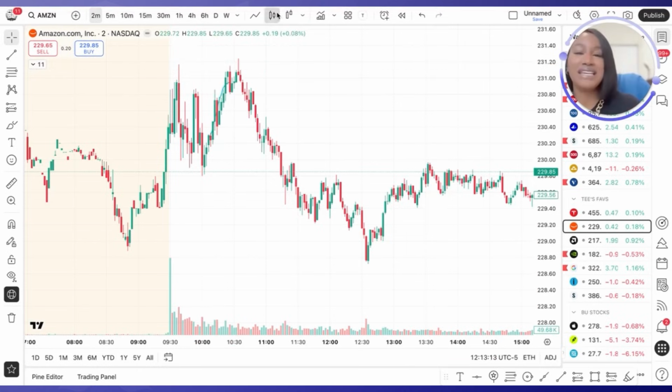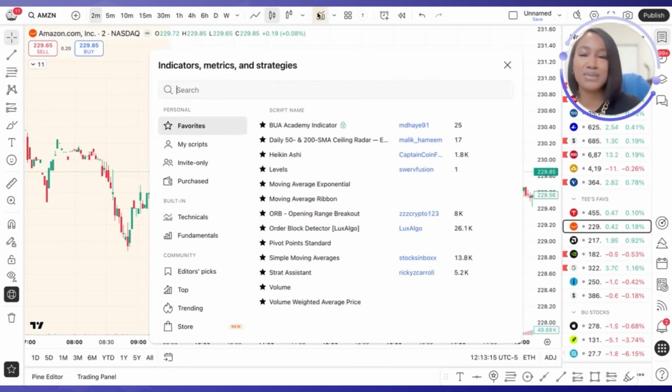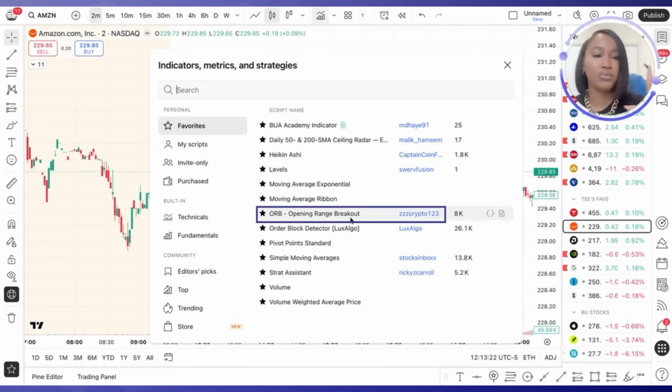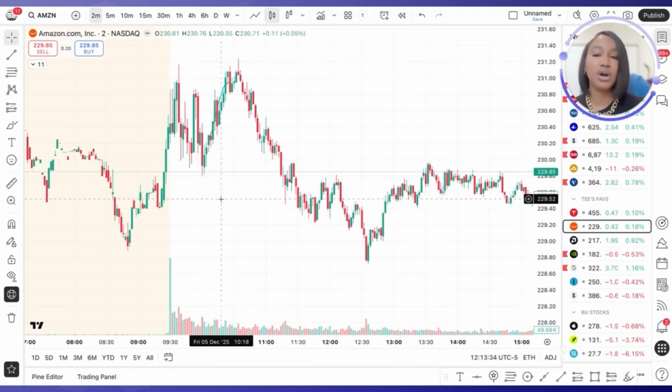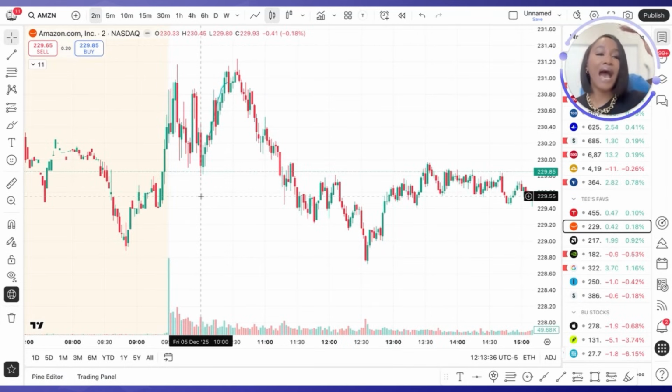The next one, my oldie but goodie, and this one never comes off my chart, is going to be the ORB, or opening range breakout. People call it a bunch of things. I call it ORB, but the one that I use is by ZZ Crypto 123. Now with the ORB, what it gives us, y'all, is the high of the first 15 minutes. I use the 15-minute ORB. Some people may use the 5, but the high of the first 15 minutes and the low of the first 15 minutes. Why is that important?